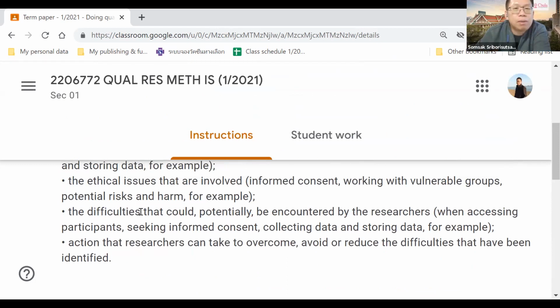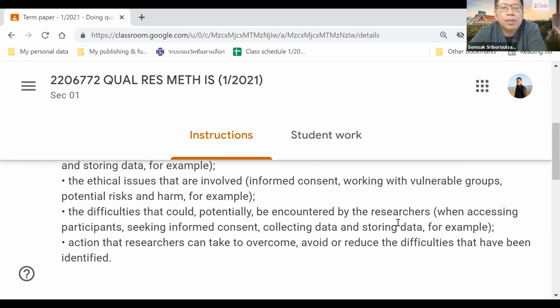And the final issue is the difficulties that could potentially be encountered by the researchers. So please jot down the keyword: you have to predict difficulties when accessing the participants and seeking informed consent. You have to predict problems in advance, when you collect the data and store data, and you will meet these tough questions again when you apply for IRB. I warn you already, right? And the final one is the action that researchers can take to overcome, avoid, or reduce them.